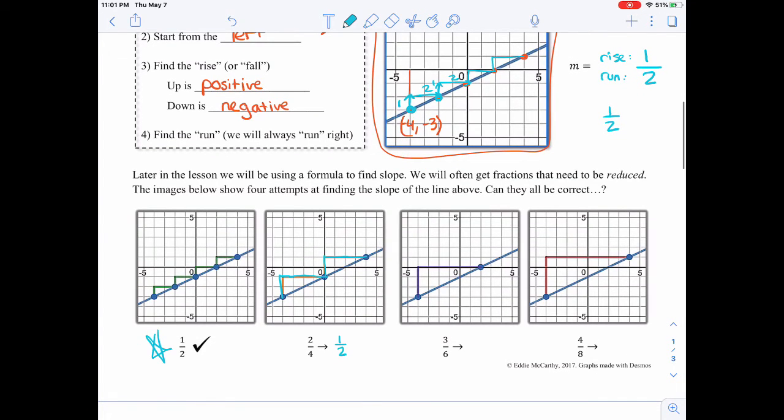Now, same idea here. Here we see that they went up 3 and they went to the right 6. 3 over 6, again, simplifies to 1/2. And then our last one, they're going up 4 and to the right 8. Okay, and again, that's going to simplify down to 1/2.